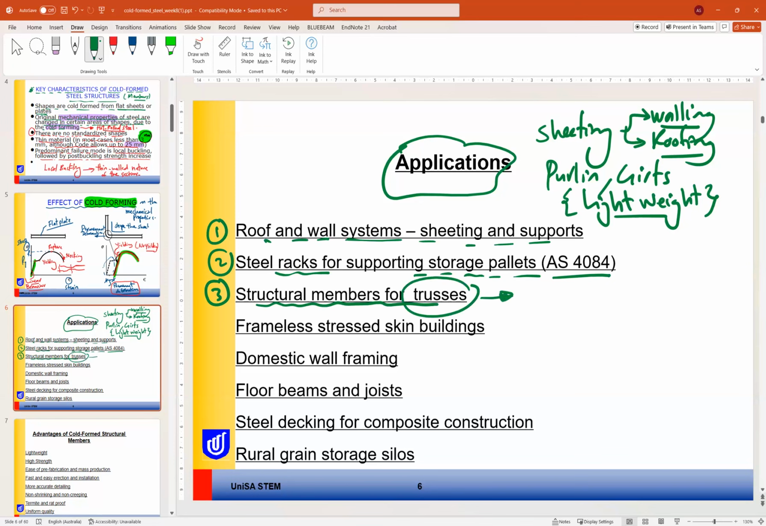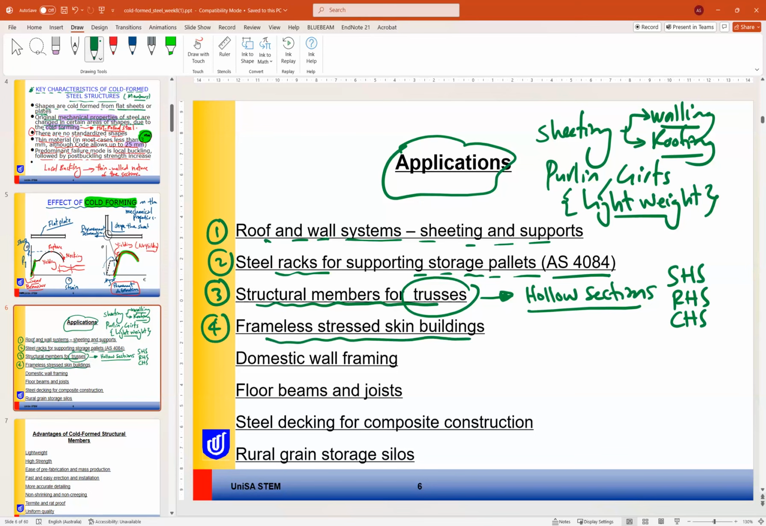Like in this, the trusses can use hollow sections, steel hollow sections like square hollow sections, rectangular hollow sections, and circular hollow sections. So there's also some application in the trusses, and it can also be used in the frameless stressed skin buildings and domestic wall framing in some special case if the roof or the floor is.